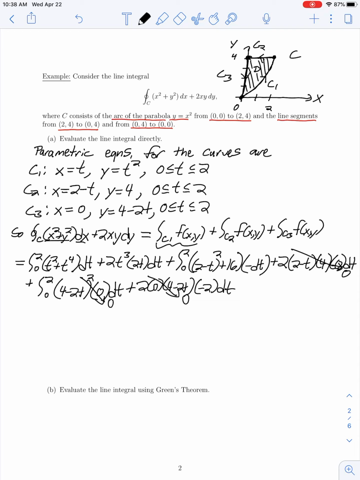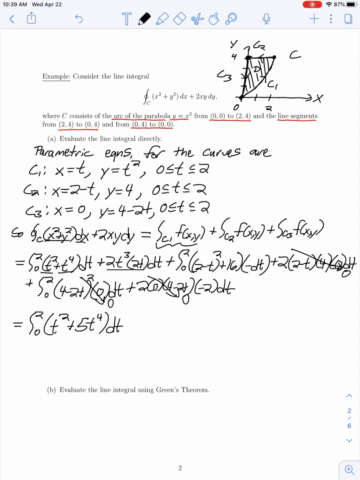So let's see what we're left with here. We had the integral from 0 to 2 of t squared plus t to the fourth, and then plus 4 times t to the fourth. So altogether we have 5t to the fourth dt from that first integral over C1.